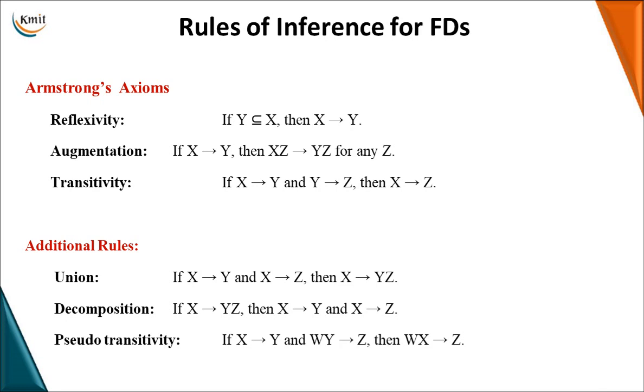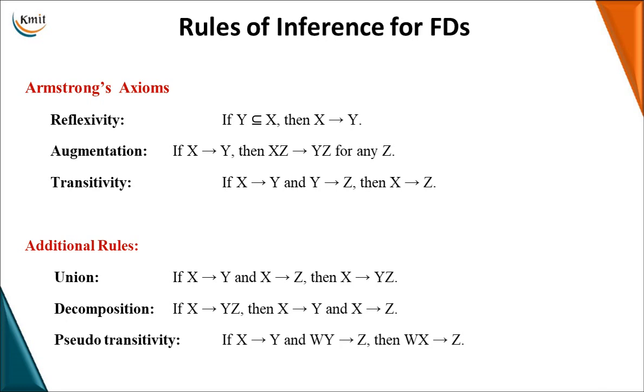So when you see reflexivity, self-dependency, that is X determines X, is always true. X determines X is always true, and if Y is a proper subset of X, then X determines Y. For example, if X is a composite primary key where I have student number and student name, then student number and student name can determine student name or can determine student number, because student name is a proper subset of the composite key student number and student name.